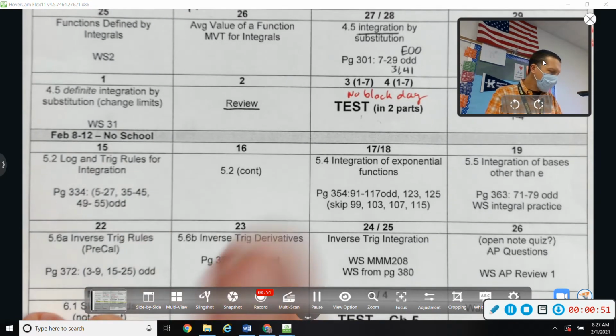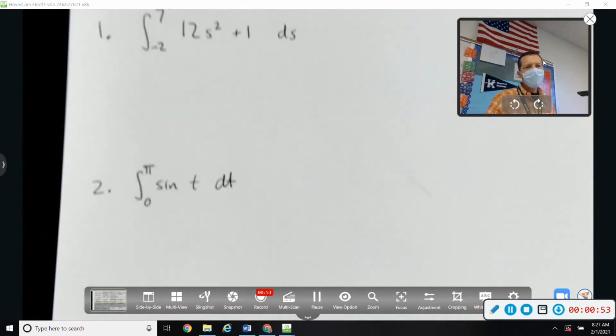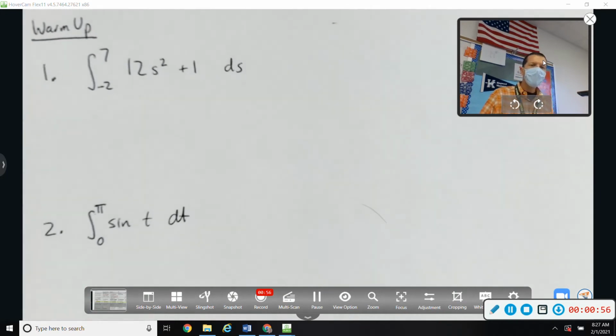Let's do a couple of warm-ups. So integration, these don't require U substitution, but they do have limits on them. So antiderivative, and then use the limits appropriately. And then today we're going to put the two ideas together, U substitution with limits. So we'll remind ourselves how to handle limits first. Then we'll do U substitution, and then we'll put them together.